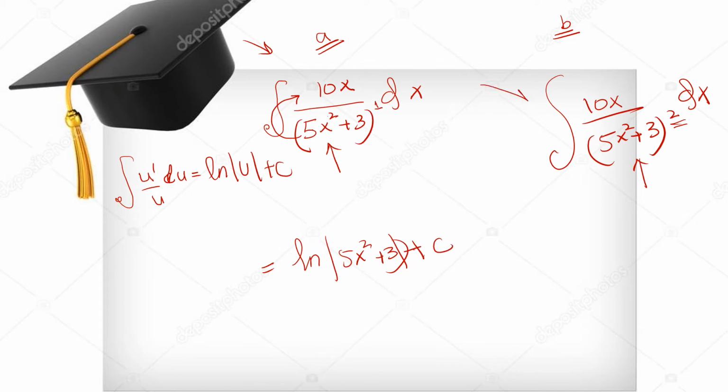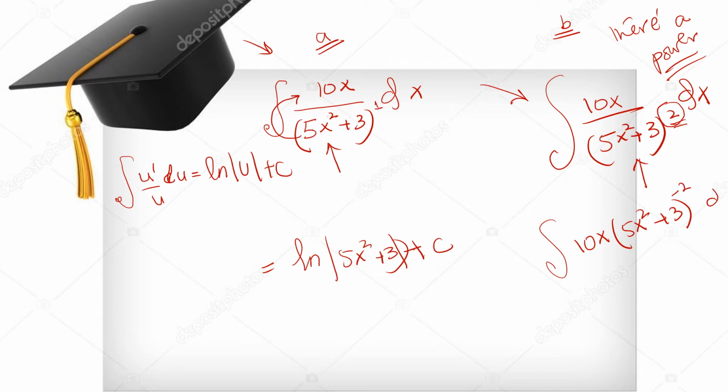Now look at the second question. As I said, if you have a rational function, you have to focus on the denominator. But in the denominator, you see there is a power other than 1. If in the denominator there is a power other than 1, then always try to do something else. In our case, we will use the substitution method only. So let's see. If there is a power, bring it up, so it will become 10x, and when you bring this function to the top, the sign of the power changes.